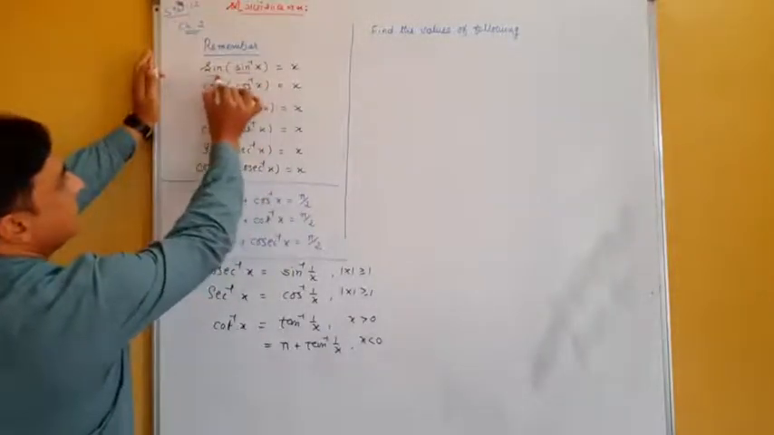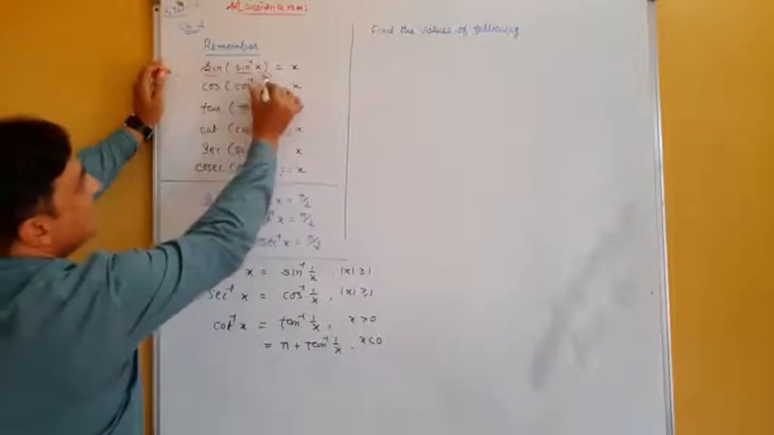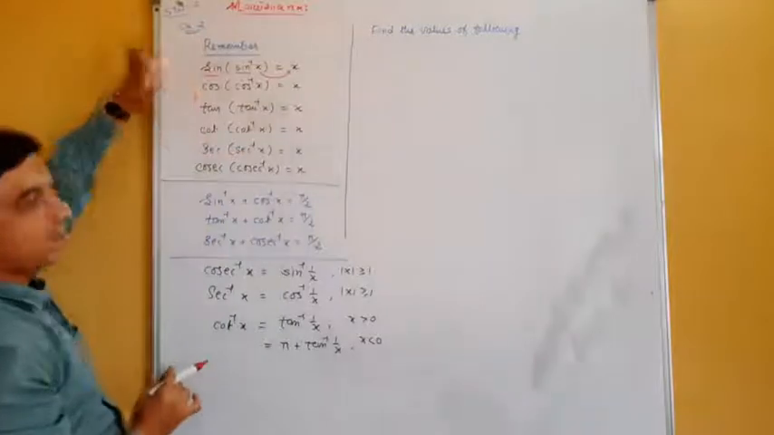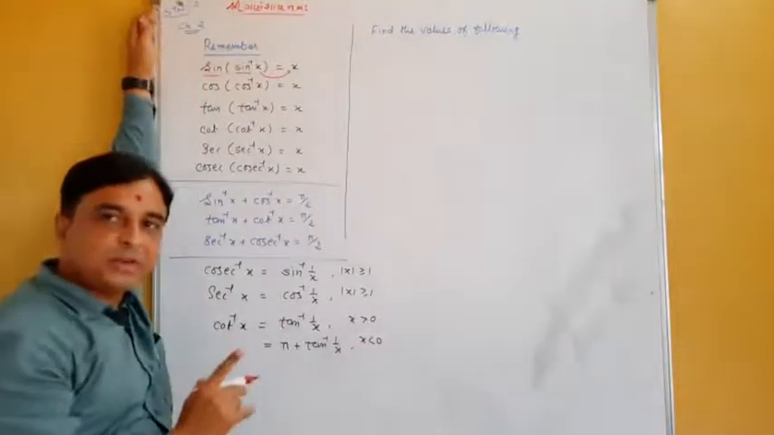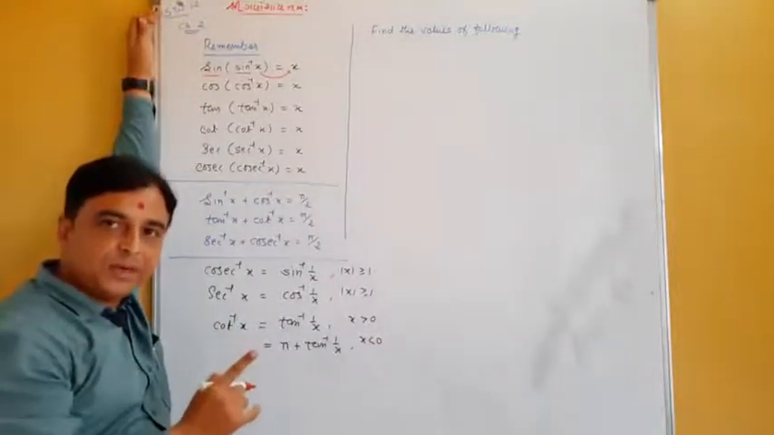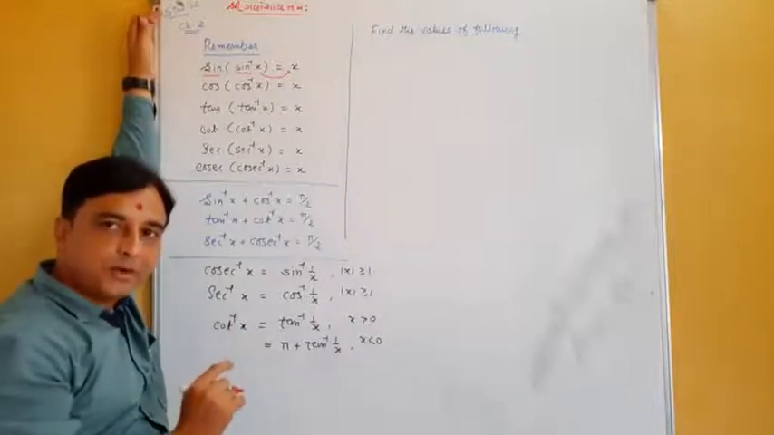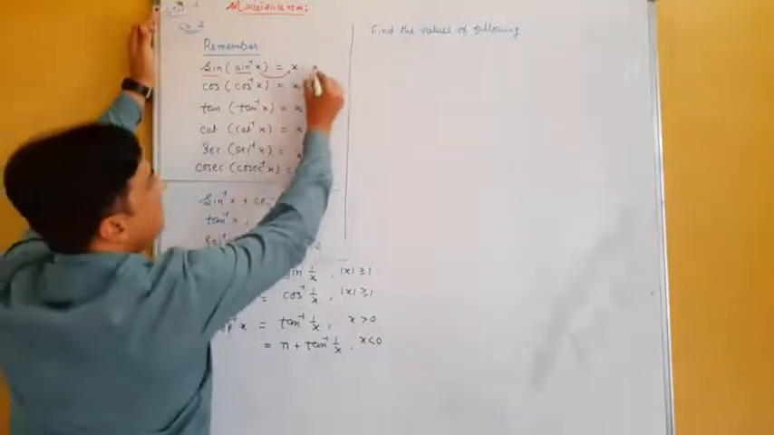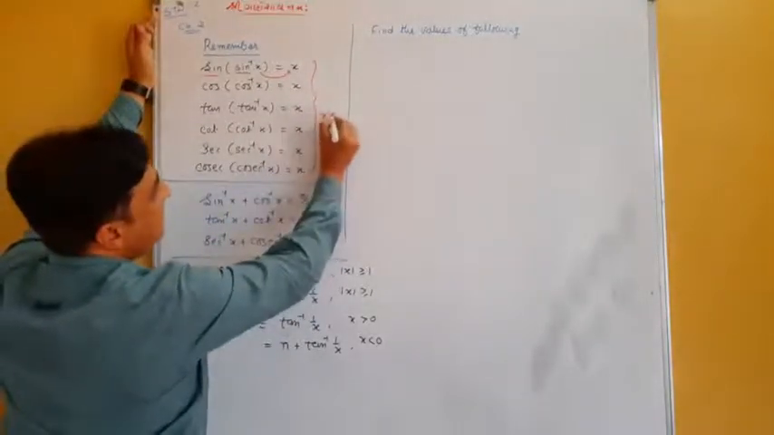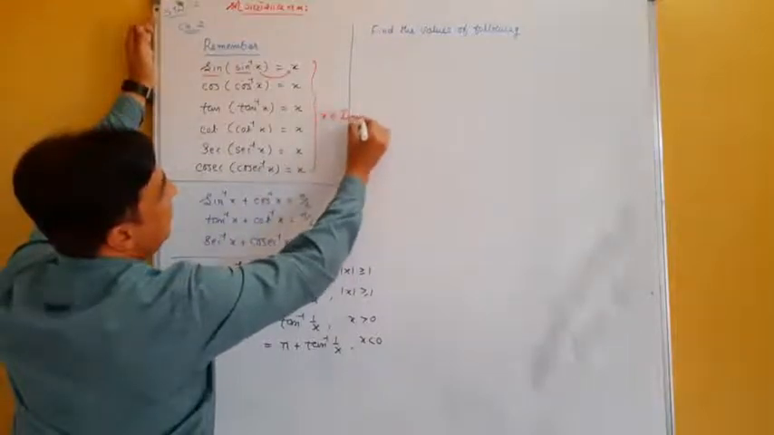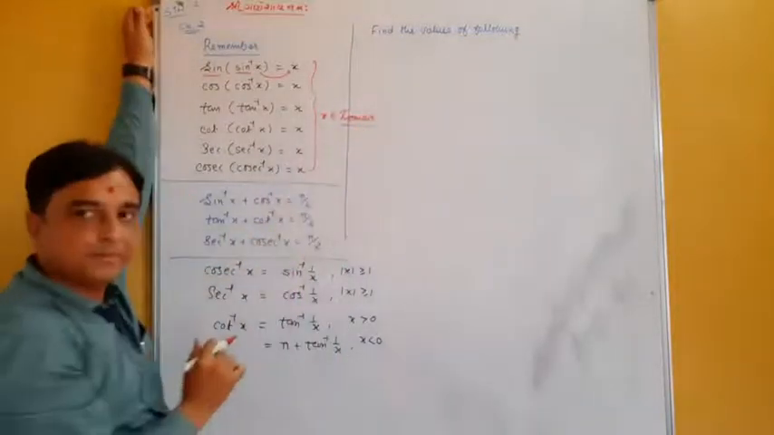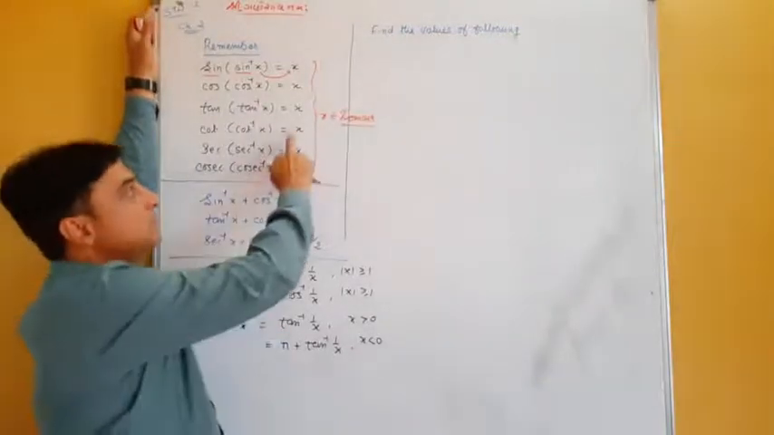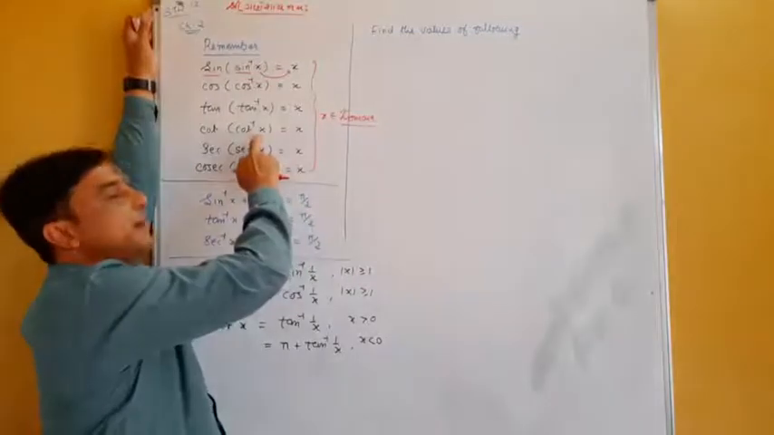When sin inverse and sin are together, then the answer will be x. Similarly for cos, tan, cot, sec, cosec. Whenever the original function is composed with the inverse trigonometric function, then the answer will be x. For this, x must be in the domain of the respective function.